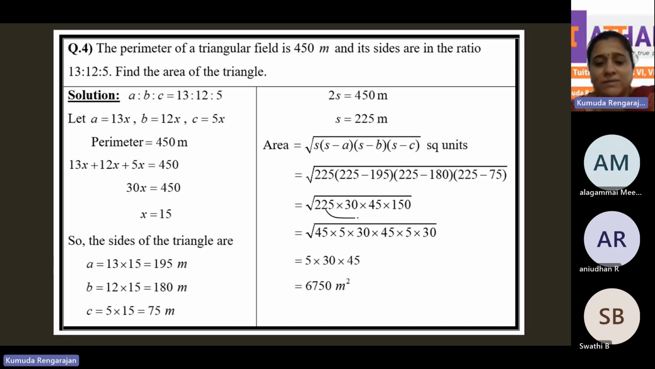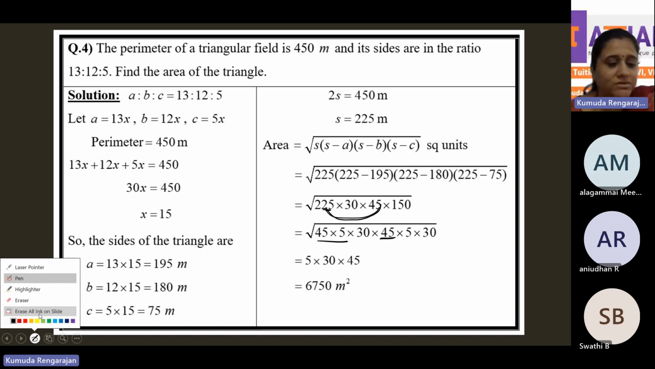So 225 is a multiple of 45. So this 45, I write it undisturbed. See, it's planned already. Like I first plan and then write it. It's not that when you see 225, you should write it as 45 into 5. It doesn't come like that.